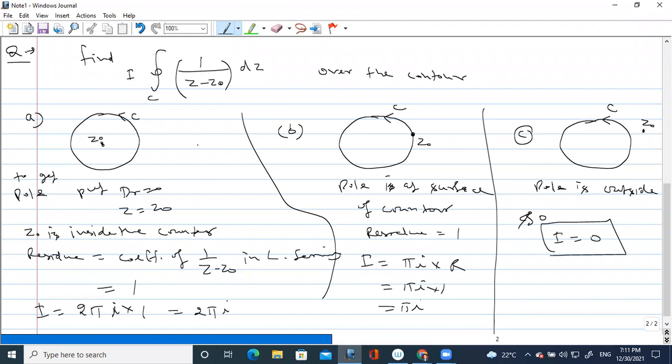Okay. And if any one of them, the contour is clockwise. Suppose D question I am giving you for the A. Contour is in this direction, clockwise direction, and everything is same. So then your integral will be minus of 2 pi i. Okay. So these are the four situations in which the answer will be different. So note down this also.